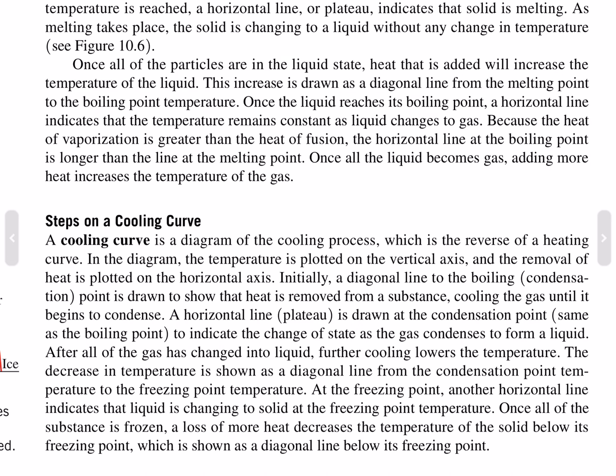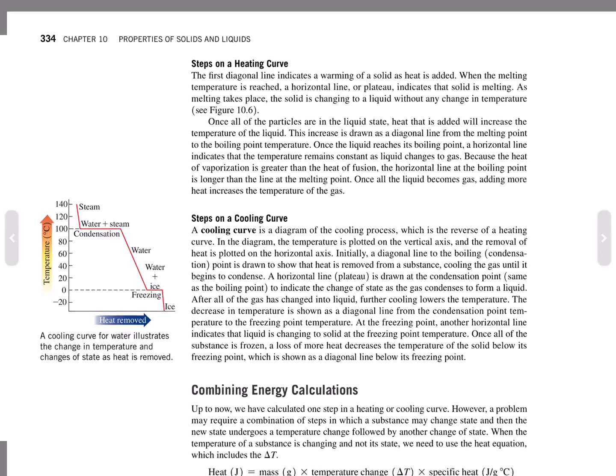A horizontal line or plateau is drawn at the condensation point, the same as the boiling point, to indicate the change of state as the gas condenses to form a liquid. After all the gas is changed into a liquid, further cooling lowers the temperature. The decrease in temperature is shown as a diagonal line from the condensation point temperature to the freezing point temperature. At the freezing point, another horizontal line indicates that the liquid is changing to a solid at the freezing point temperature. Once all the substance is frozen, a loss of more heat decreases the temperature of the solid below its freezing point, which is shown in the diagonal line below its freezing point.